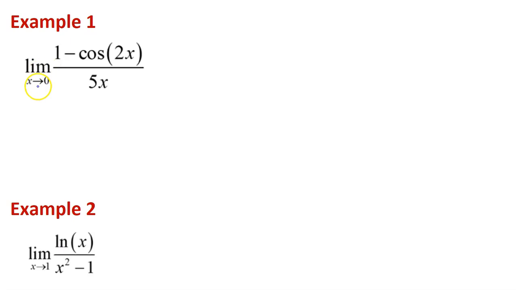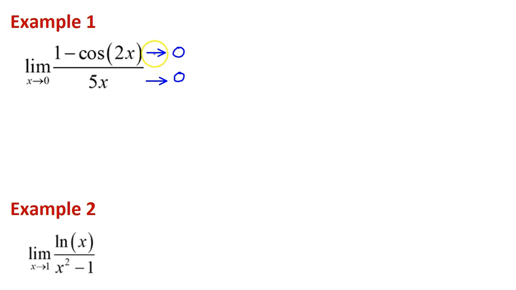Example 1. Find the limit as x approaches 0 of 1 minus cosine 2x over 5x. Before we can do L'Hopital's rule, we have to do direct substitution and see if we get 0 over 0 or infinity over infinity. Plugging in 0 right here, the cosine of 0 is 1, and 1 minus 1 is 0. Obviously, if you plug in 0 right here, you get 0 in the denominator as well.